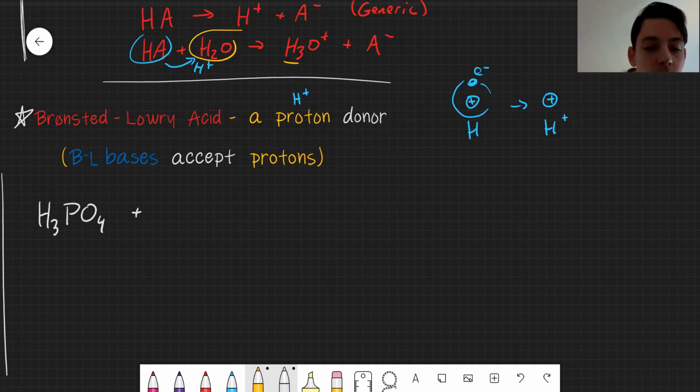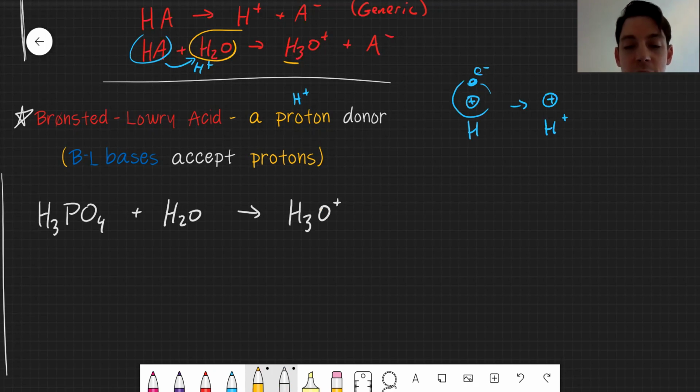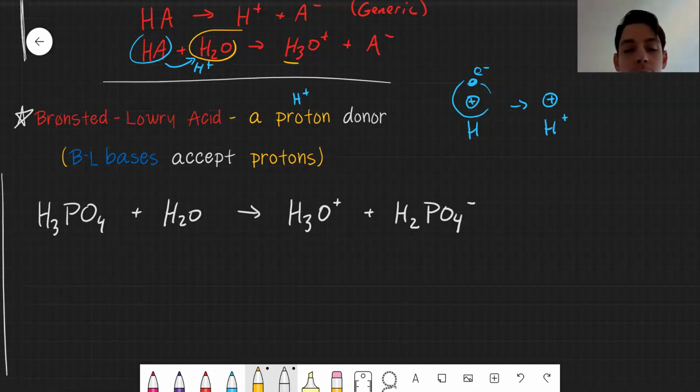H3PO4 reacts with water to produce. Okay. Should take a moment, see if you can figure out what the two products would have to be for this. Okay. Hopefully, you realize that the first product is, of course, hydronium. The second product is called dihydrogen phosphate. Okay, so that is a Bronsted-Lowry acid, phosphoric acid, giving one of its hydrogens away to water, which is acting as a Bronsted-Lowry base and is taking that proton. Okay, these two things always come in pairs in the reactions. One thing gives, the other thing takes.